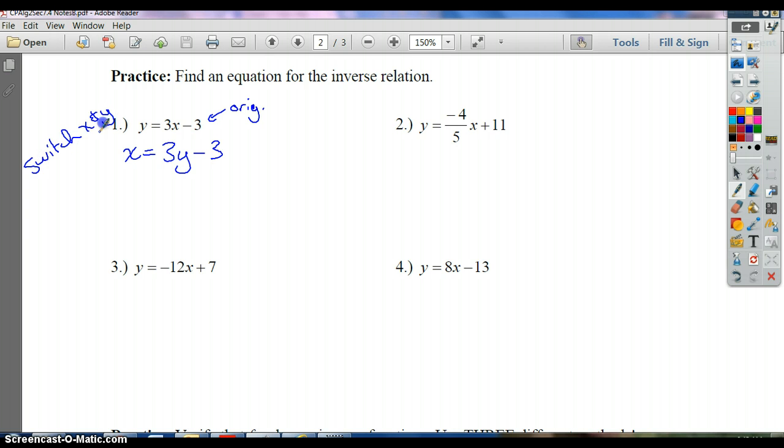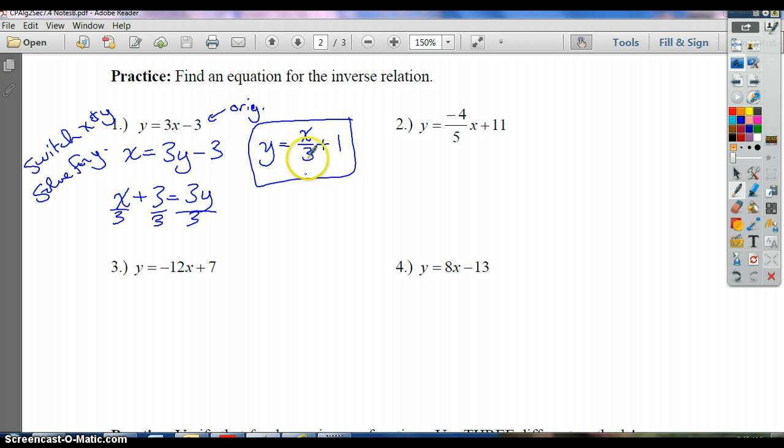and then proceed to solve for y. So to do that, I would have x plus 3 equals 3y, and then divide everything by 3. So my inverse relationship would be x divided by 3 plus 1. This is my inverse.